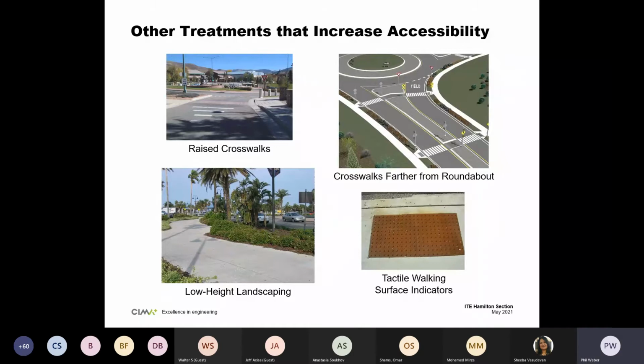At the bottom, low height landscaping really does nothing to help low vision pedestrians decide when to cross, but it helps them find where the crosswalk is. And of course, tactile walking surface indicators, which are helpful everywhere. And it just denotes the edge of the roadway.